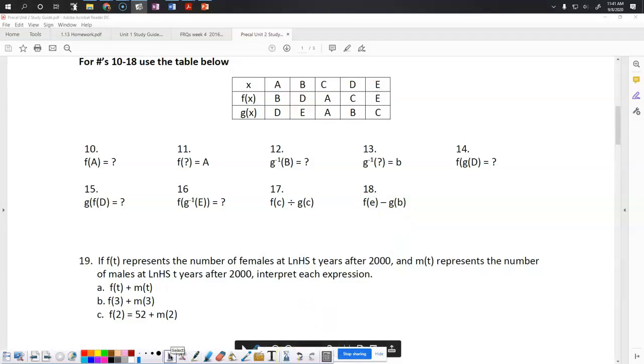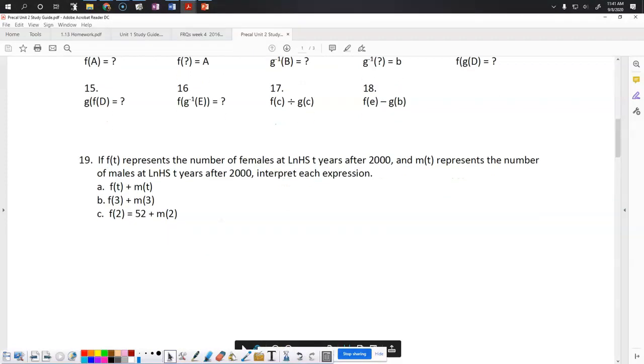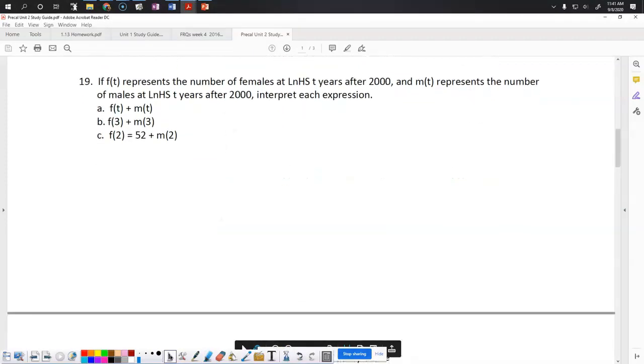All right. Let's go ahead and move on here a little bit. So that's table stuff. You want to make sure you know how to do tables. Now we're going to look at some interpretation stuff. How do you turn symbols into words?